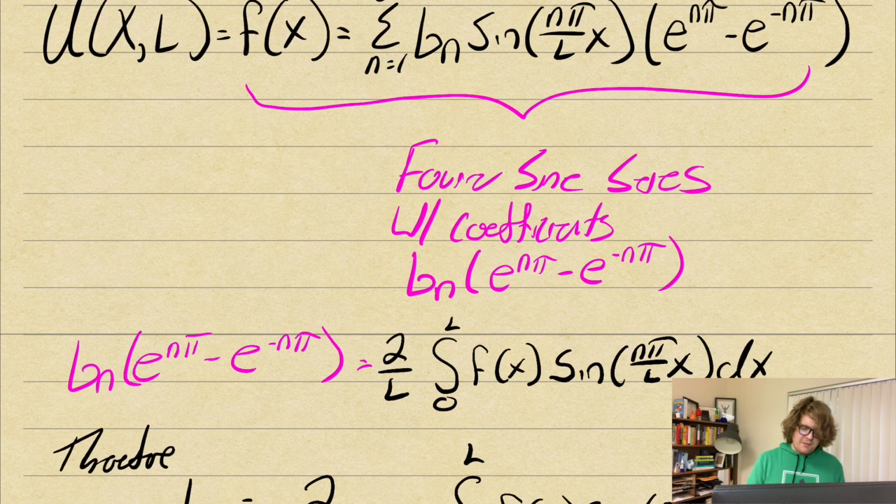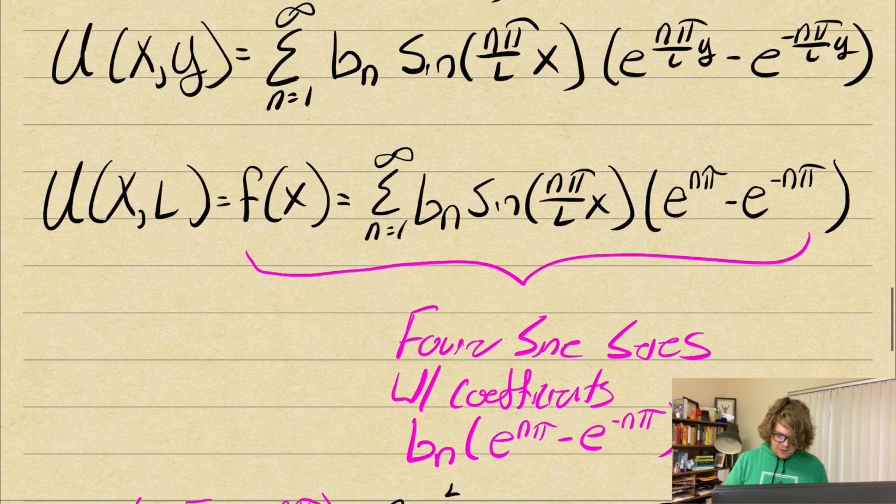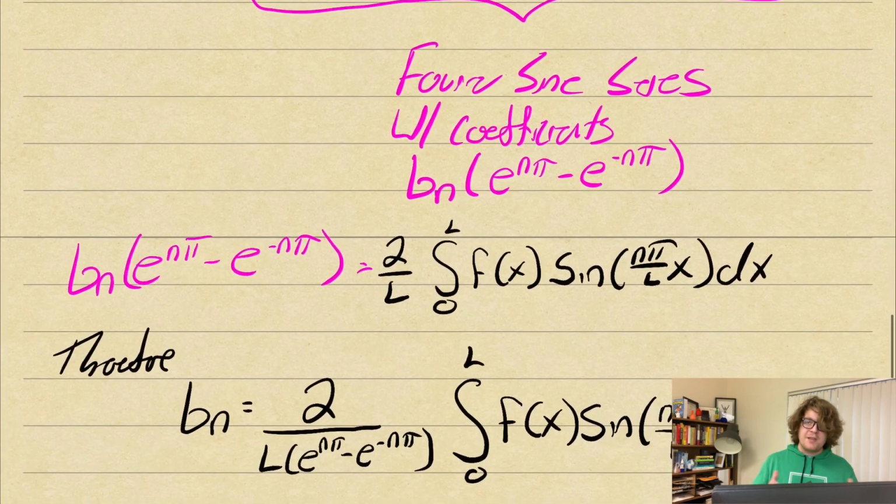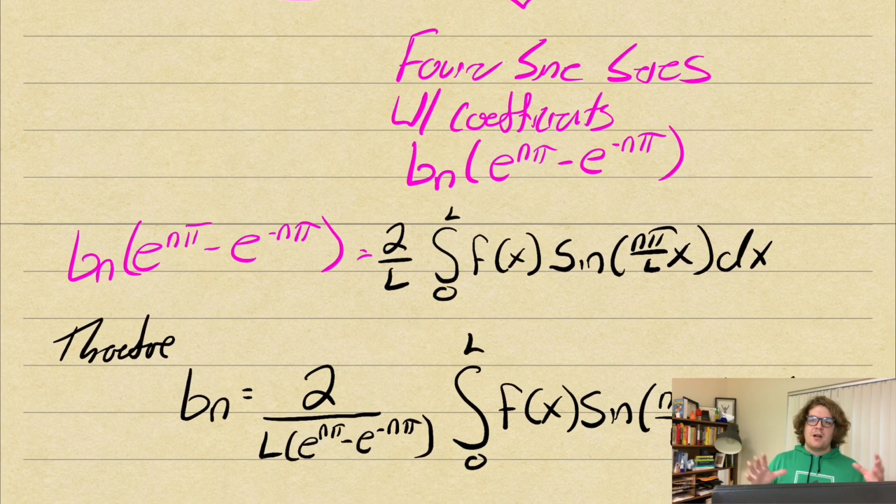So there we have our solution to the Laplace equation. It is that function, the sum from n equals 1 to infinity of sine of n pi over L times x times e to the n pi over L times y minus e to the negative n pi over L times y, where our b sub n's are these values here. So for a given function that represents the deformation of one side of our sheet, this is the solution to the Laplace equation.